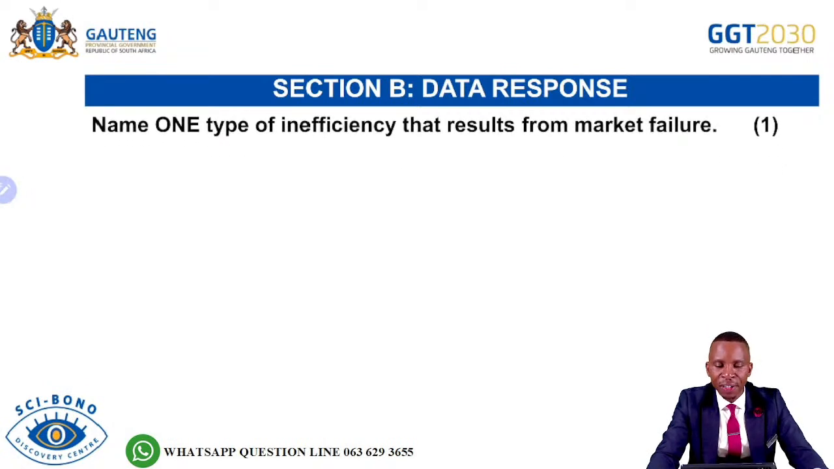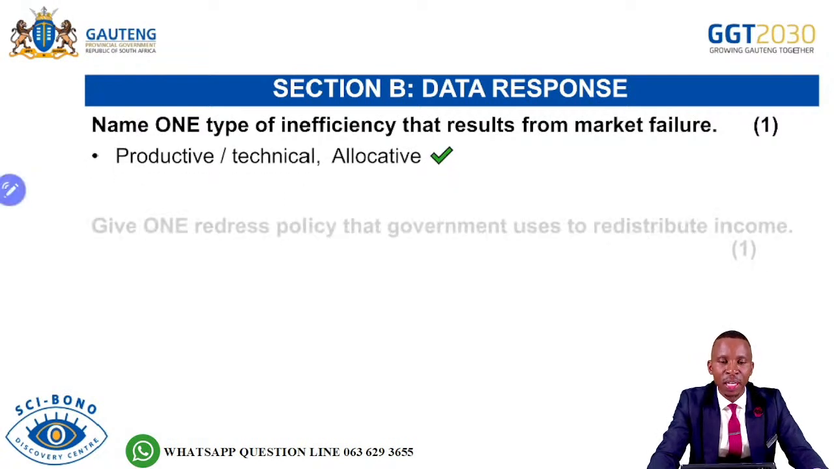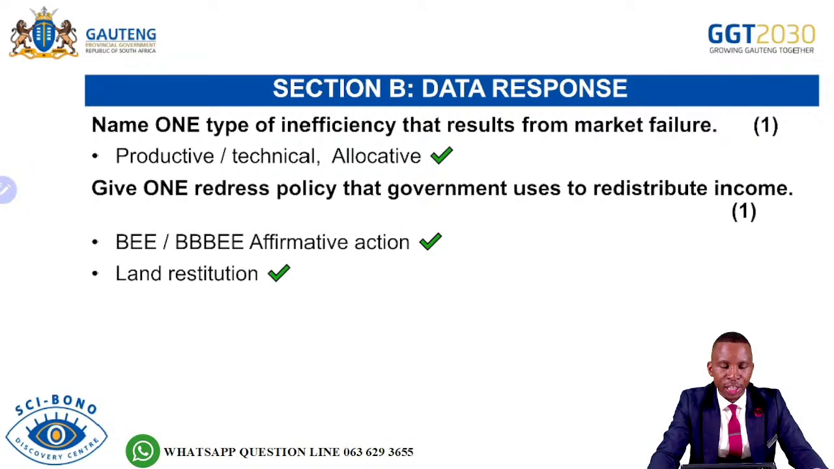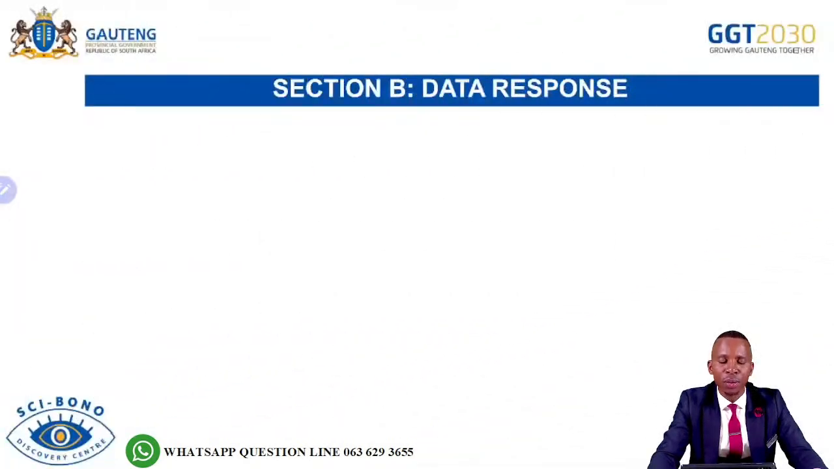Name one type of inefficiency that results from market failure: productive or technical inefficiency, as well as allocative inefficiency. Give one redress policy that government uses to redistribute income. That's BEE or triple BEE or affirmative action, land restitution, land redistribution, the minimum wage law. We continue.